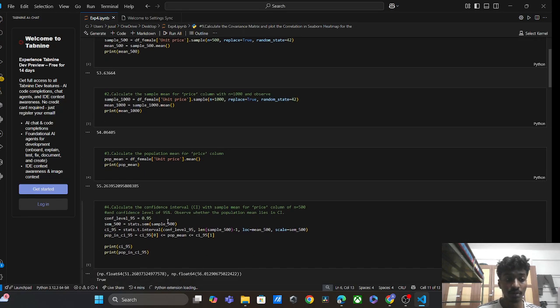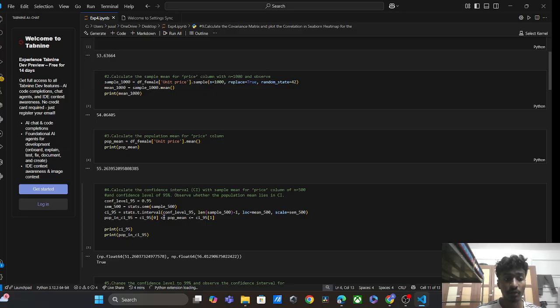For the fourth one, now we create a 95 percent confidence interval for the sample mean from 500 samples using the formula with the standard error. We check if the population mean lies within our CI. If it does, it means our sample mean is a good estimate.